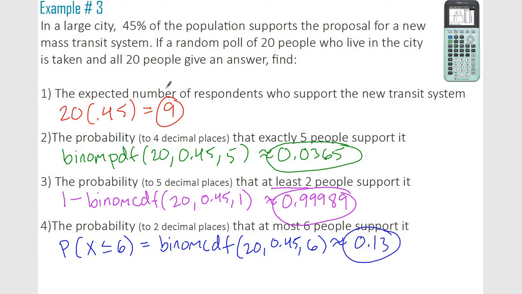Oh, I guess I should have written this one as a probability. Think of this one as being the probability of x being greater than or equal to 2. We always use binomial CDF as less than, so that's why we have to rewrite that as 1 minus the probability of x being less than or equal to 1. Again, it might help you to write it as something like that. So number 2 was the probability of x exactly equaling 5. So binomial PDF when it's exact.